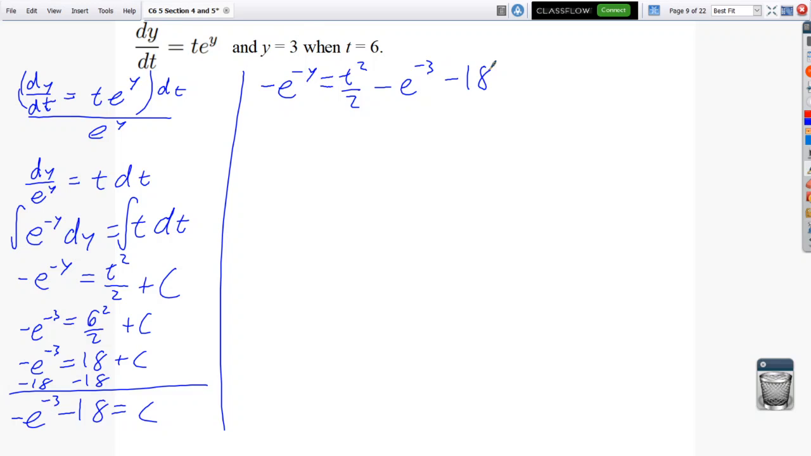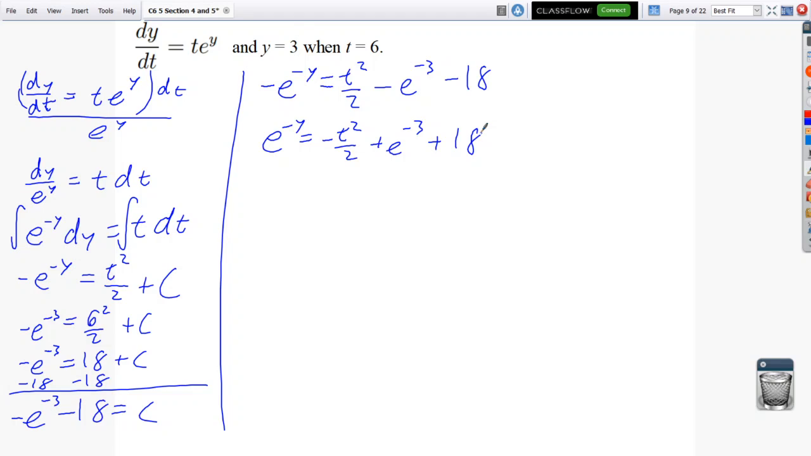Now all that's left for me to do is to solve for y. Now to solve for y, I know that I want to get e by itself so that I can ln to get rid of the e. To get rid of the negative, I'm just going to negate everything. So this is going to be e to the negative y is equal to negative t squared over 2 plus e to the negative third plus 18.